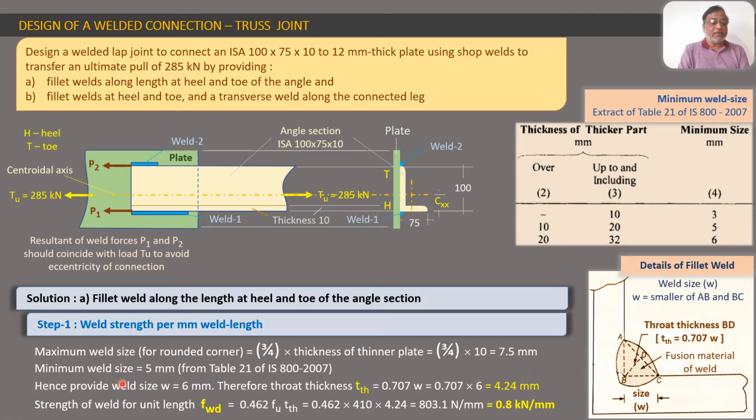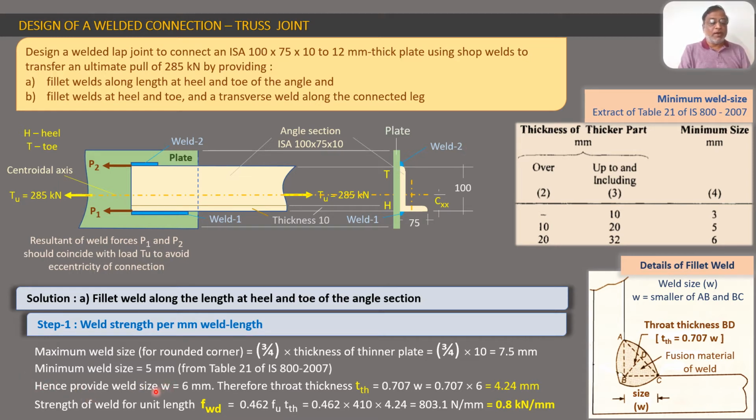Now, minimum weld size. There is a restriction on minimum weld size also. So you must provide at least 5 mm for this particular case. This value is obtained from Table 21 of IS 800-2007, which we have seen in the earlier video. This table tells us that for an angle section or a connection having the thickest plate of 12 mm, you will require a minimum weld size of 5 mm. This minimum weld size in Table 21 is based on the thickness of the thicker plate, and based on that you have to decide the minimum weld size.